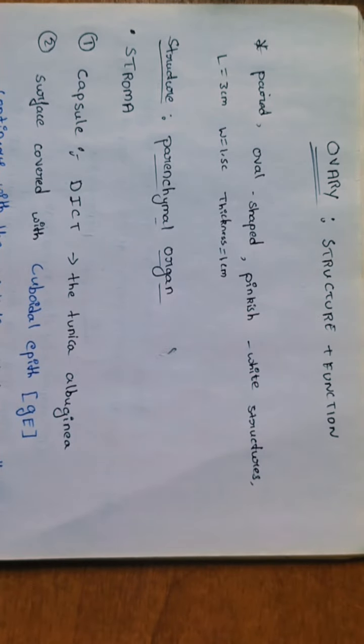Hello friends, today let's see about ovaries. A small topic, about their structure and functions only. Ovaries are paired organs. Their shape is oval or almond shaped.